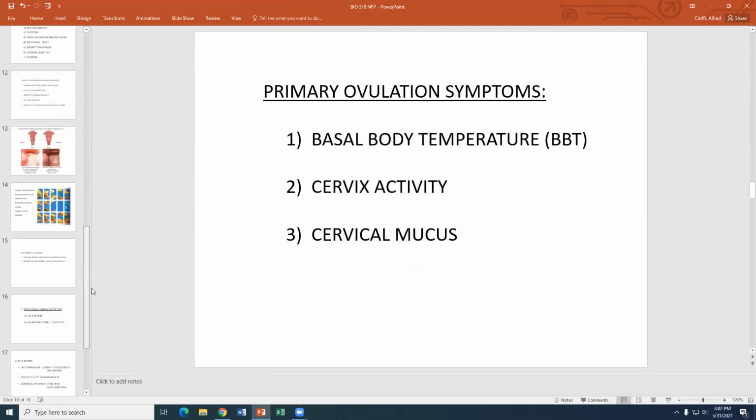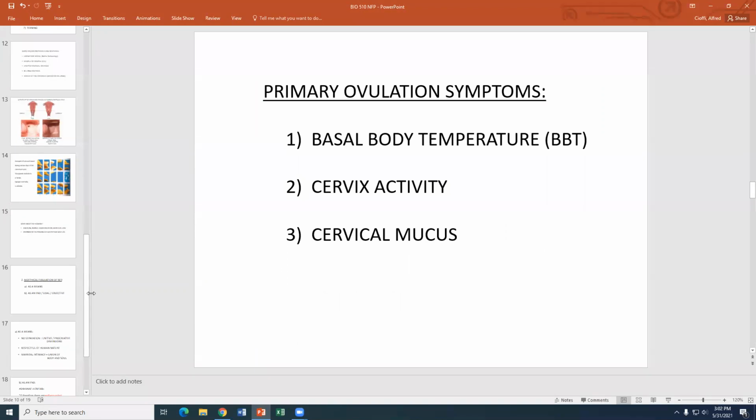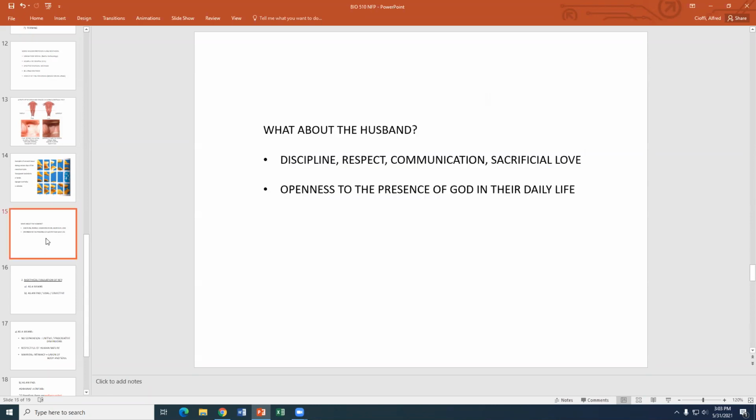Any questions on the biological, medical, clinical side before we look at the ethical evaluation? All right, then we can still ask the question, well, how about the husband? Because this is still all on the woman, right? Even though she's not taking chemicals or going through surgery or anything like that, the burden is still on the woman to become familiar with or to detect her time of ovulation.